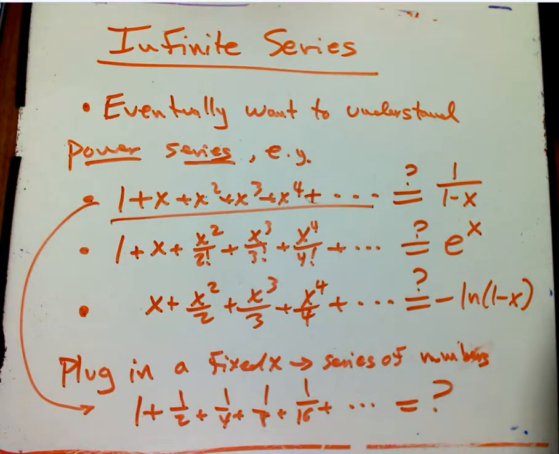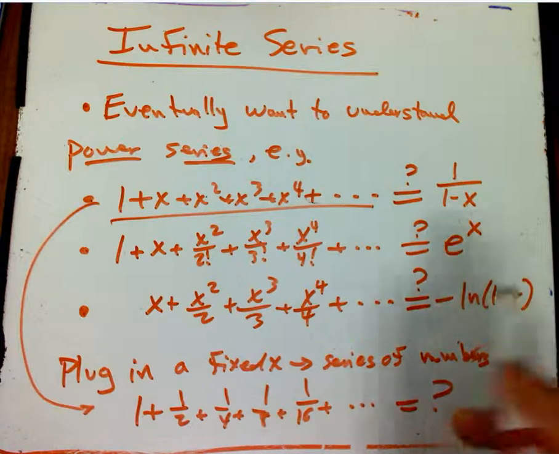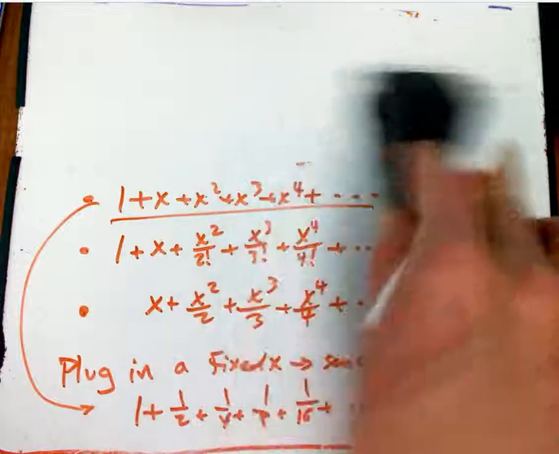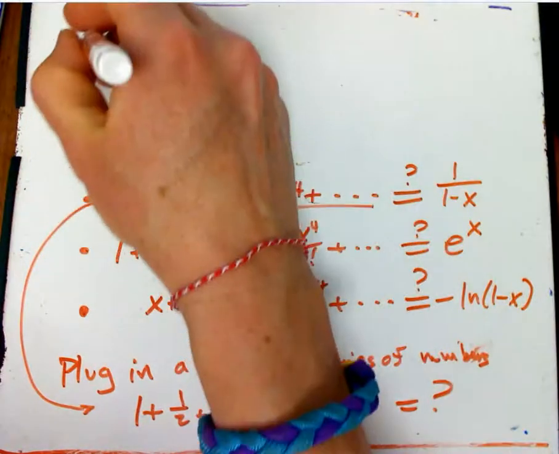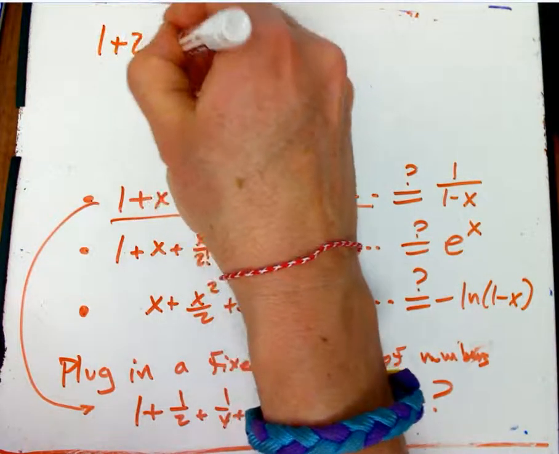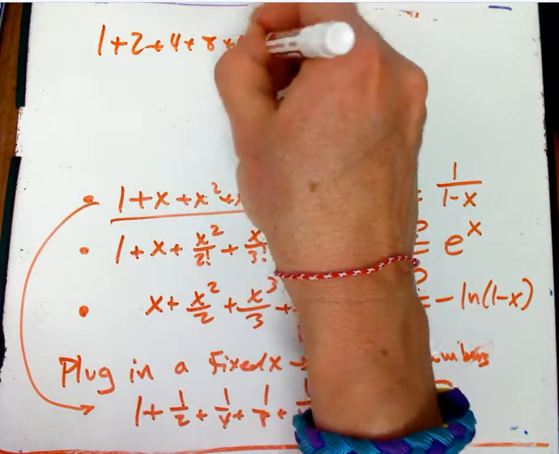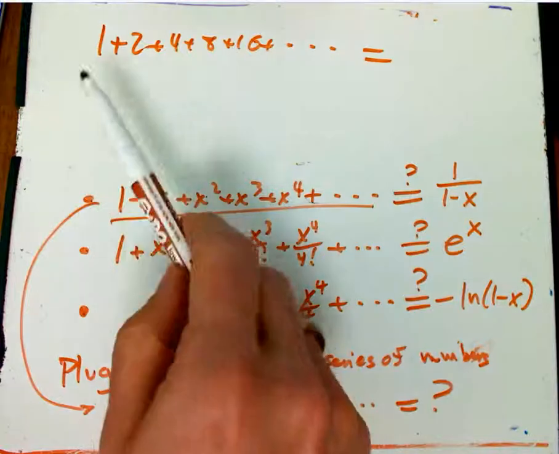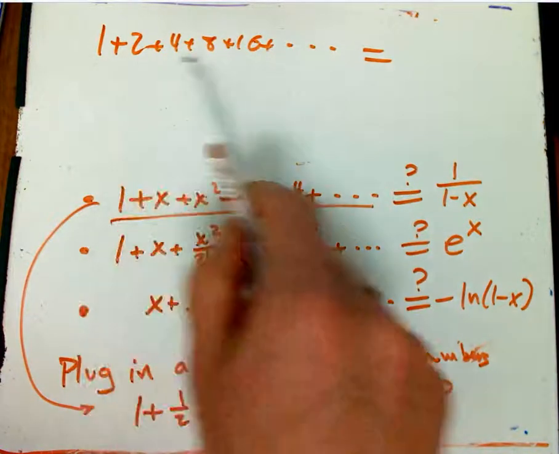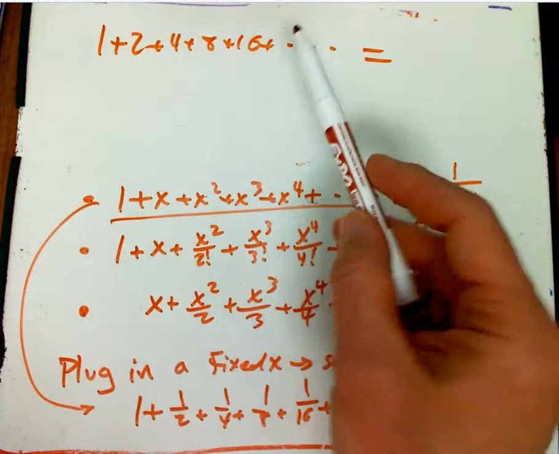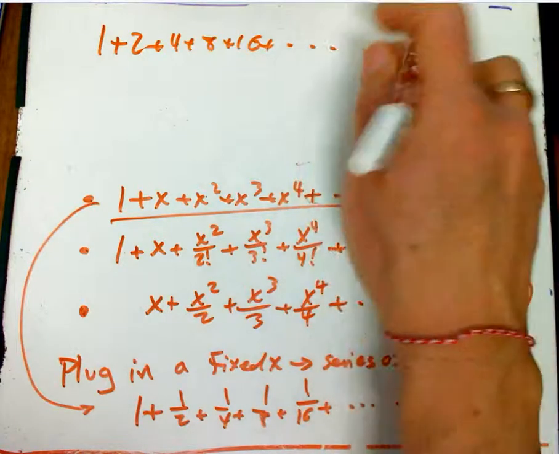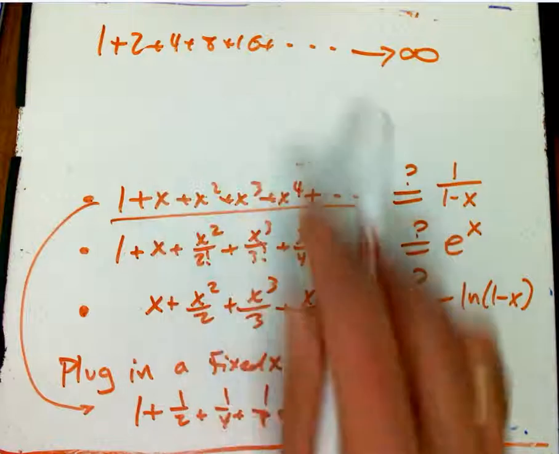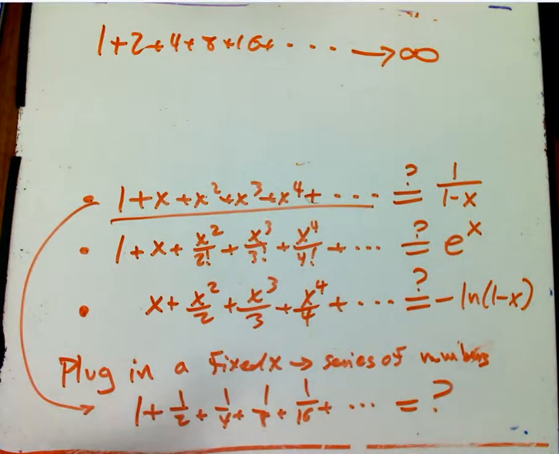But we could also try to plug into that same power series x equals 2 and get 1 plus 2 plus 4 plus 8 plus 16 plus... Hopefully not much thought would convince you that that doesn't seem like it's even possibly going to add up to a finite number, and indeed, that's going to go off to infinity. And I'll talk about the explicit, precise definitions in a minute.